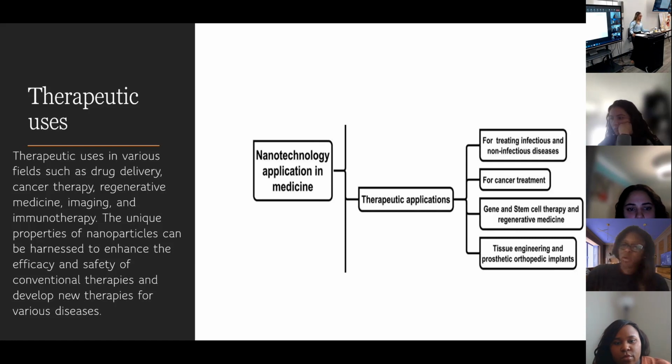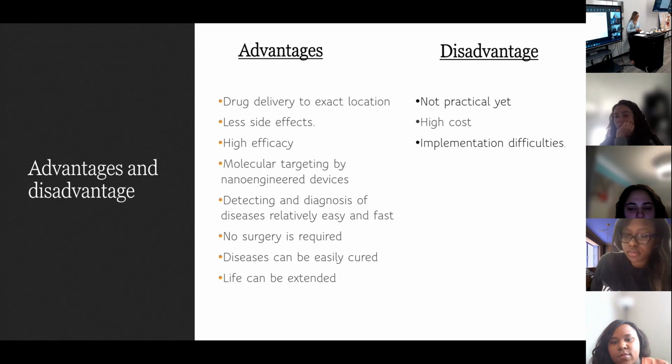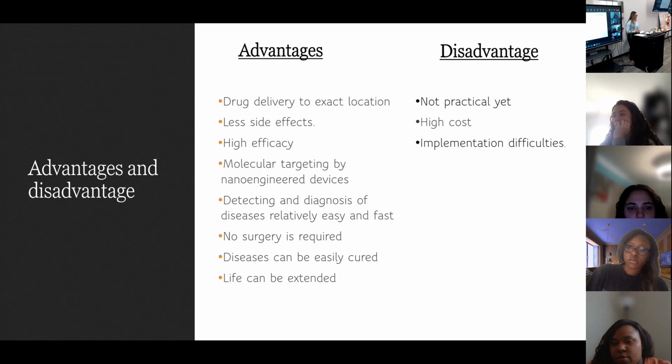Then we move on to advantages and disadvantages of nanomedicine. So let's say our arteries are blocked. So the drug delivery will be to the exact location of our arteries. It would have less side effects. It would be more efficacious, so it would target the exact spot. Molecular targeting of the nano engineered device would then be there. It would detect and diagnose at an earlier stage.